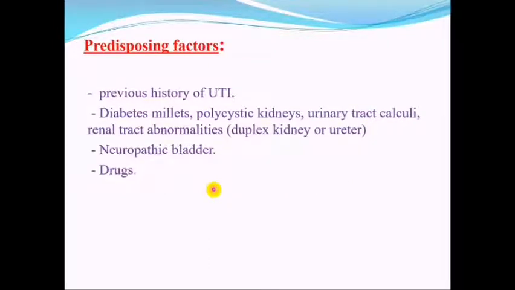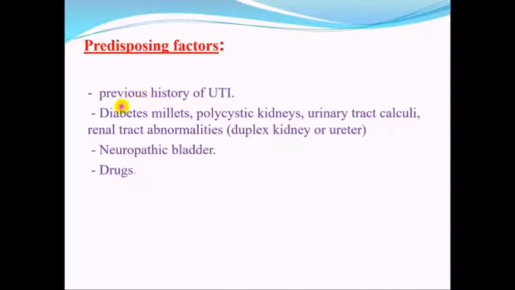Actually, there are certain predisposing factors for urinary tract infection, whether upper or lower, and these include a previous history of urinary tract infection. Those females who had urinary tract infection prior to pregnancy are more vulnerable to urinary tract infection during pregnancy, and even to recurrent attacks of urinary tract infection during pregnancy.